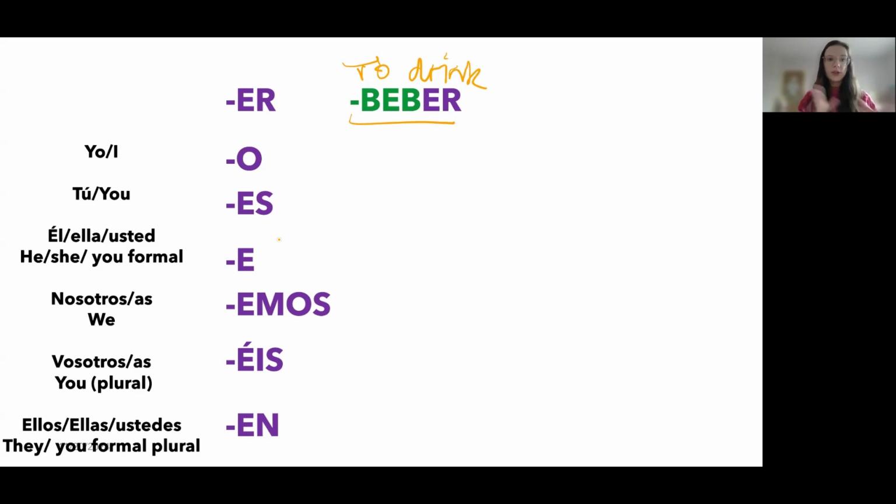So, using the same rule that we used for the AR verbs, what do we think "I drink" would be? We've got our ending in purple this time, and our stem in green as before. So we need to cross off our ending, and then we need to add on the endings here, depending on the person.